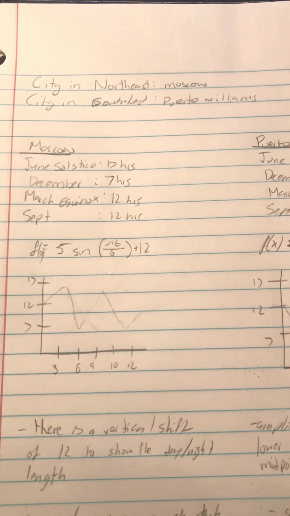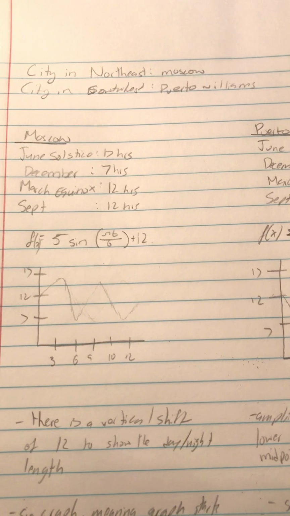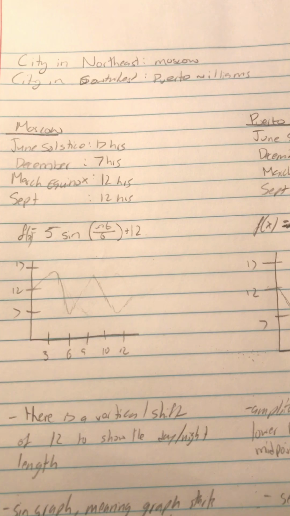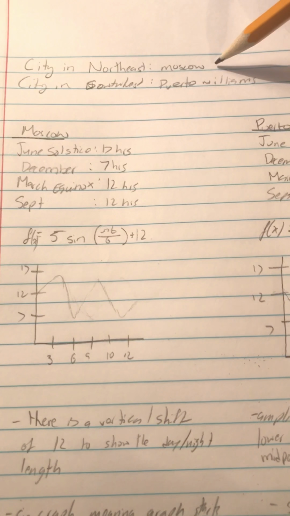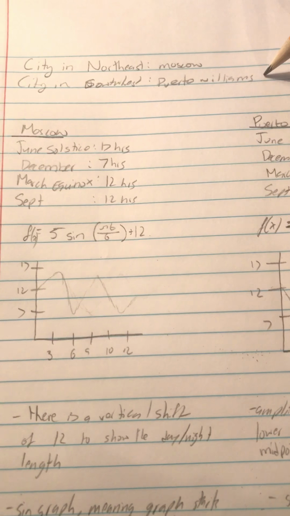Okay, so the first thing that this problem tells us to do is to find two cities, one in the northeast and one in the southwest. I chose Moscow for my northeast and Puerto Williams for my southwest.